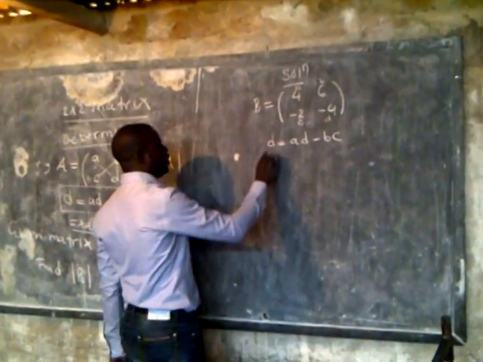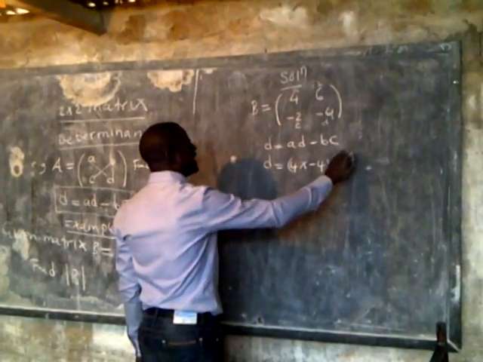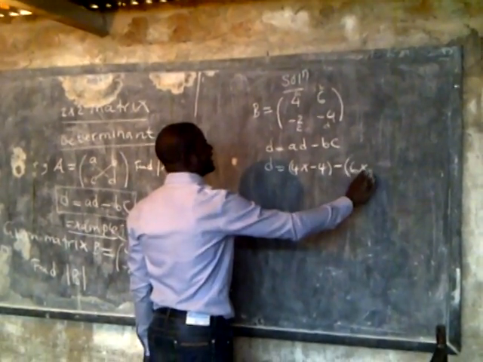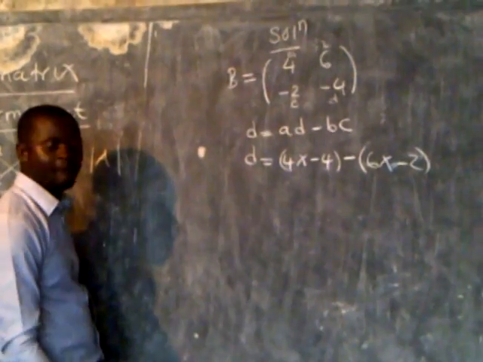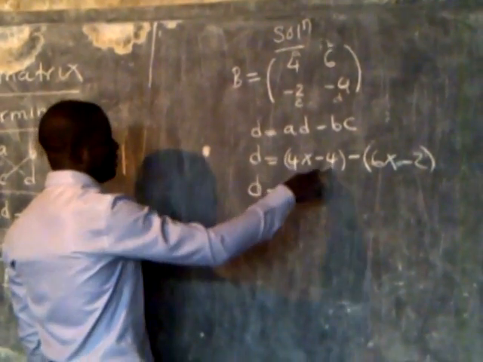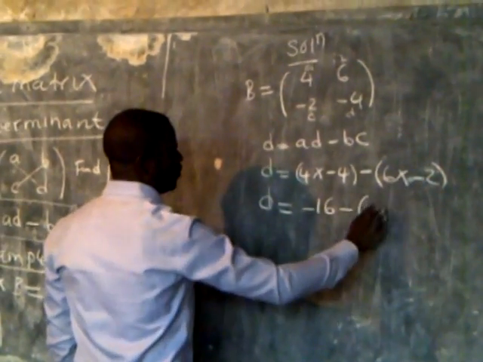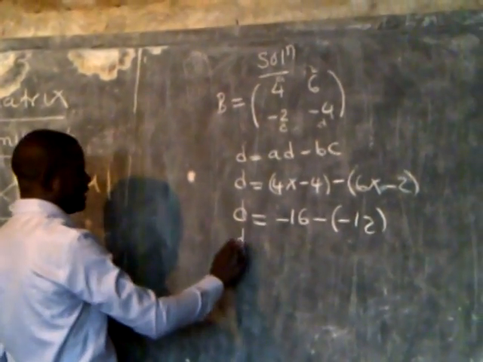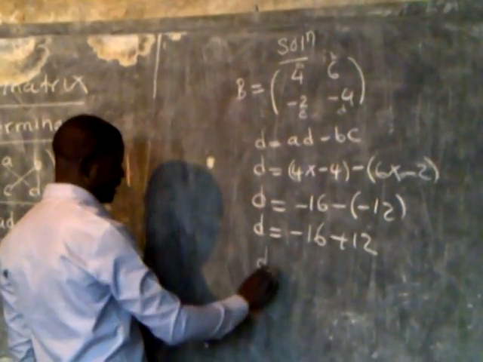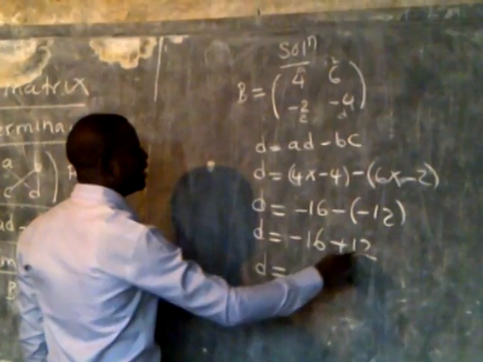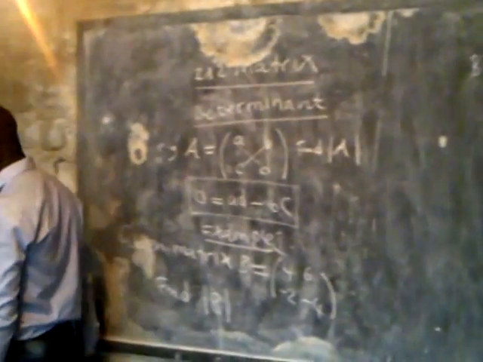So determinant will be, what is A? 4. What is D? Minus 4. Minus, what is B? 6. What is C? Negative 2. Any question? So determinant will be positive 4 times negative 4, negative 16, minus positive 6 times negative 2, negative 12. So determinant equals negative 16. Negative times negative, positive. So our determinant equals negative 16 plus 12. That is negative 4. So that is our determinant. Clear?